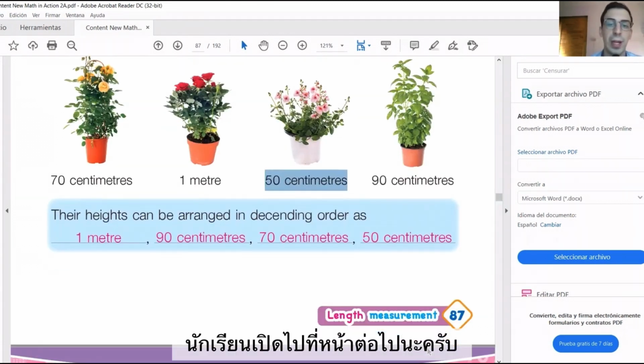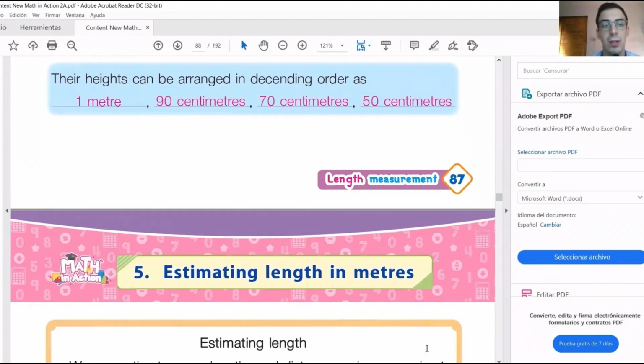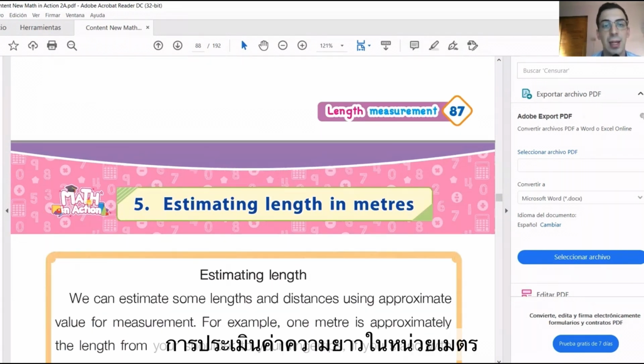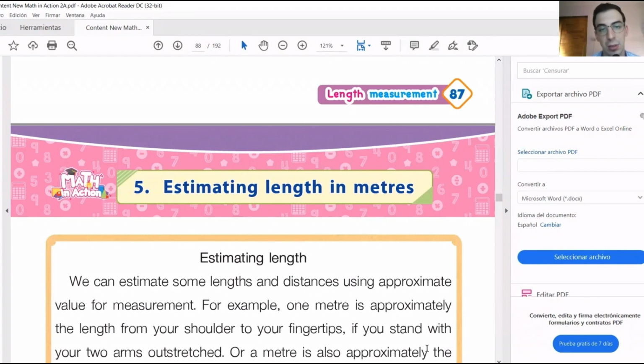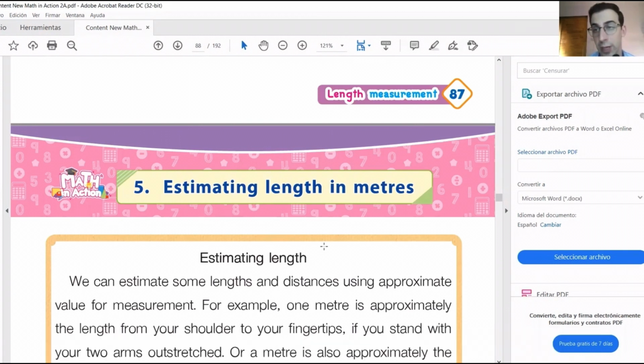Okay, one more page. We are finished now. So this is about comparing, okay? And now we are gonna talk about estimating length in meters, okay? As we have talked before, to estimate is to guess the length or the height of something just watching it without measuring.